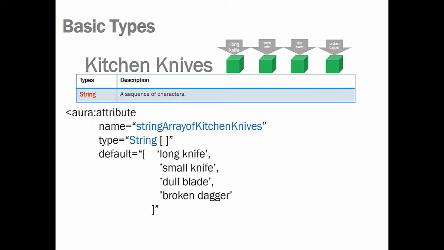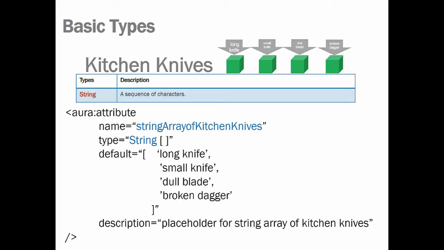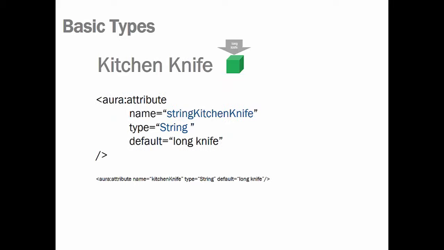The default values, and you'll notice that I have my long, small knife, dull blade, broken dagger as the string that it's going to compose my array. And of course, the description and the close tag. All right, so that covers the array, but let's talk about just singular. I'm not talking about many items, but just one.